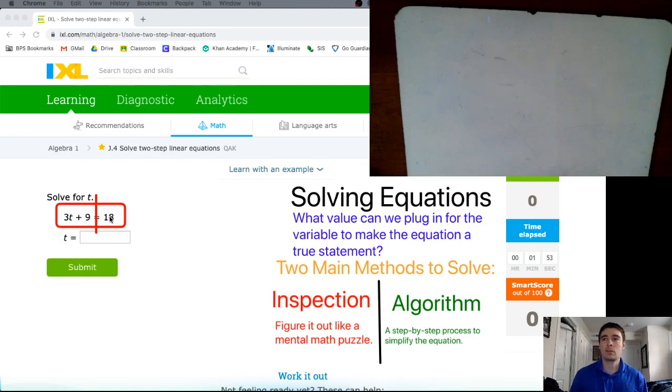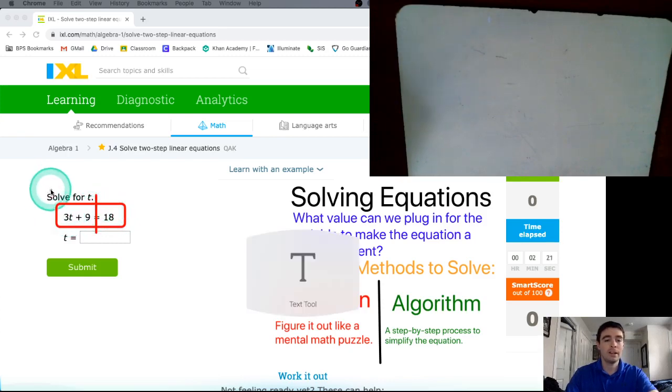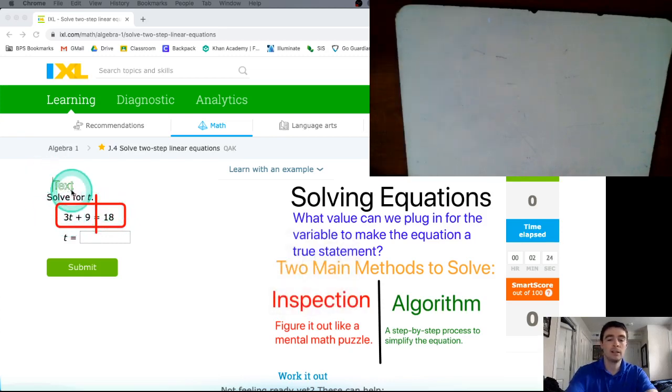So I'm going to first talk through this with inspection. I think this equation is simple enough to think through with inspection. And then we'll also show on my whiteboard how to use the algorithm, or a step-by-step process. So here I know 3 times t, whatever it makes, when I add 9, needs to give me 18. If I'm thinking about this like a mental math puzzle, it's really saying this block plus 9 better give me 18. I'm going to put in green here that this block, the 3t block, needs to be 9. Because 9 plus 9 would give me 18.